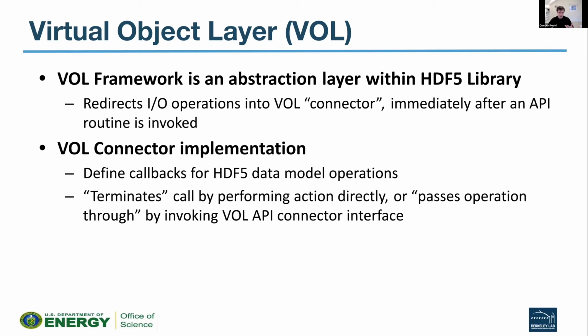So, as I say, the actual VOL connector implementation defines these callbacks, and then either it terminates the call, it does whatever you asked it to do, dataset read, or it passes that operation through. It may log it or do some other operation as it's going by, but it invokes an API connector interface call to actually pass it on down to the next level below it for pass-through.